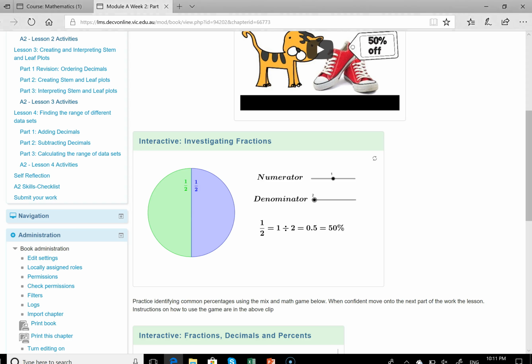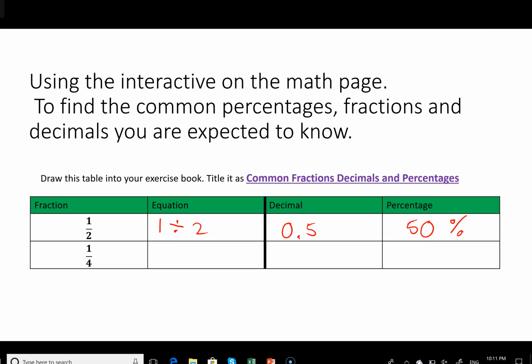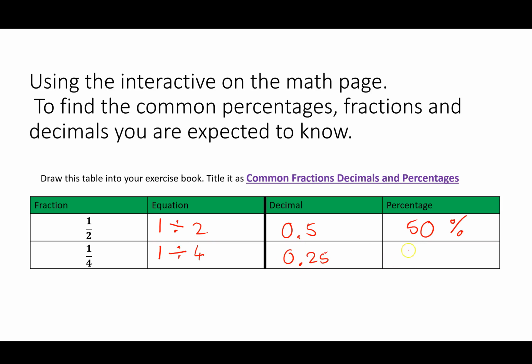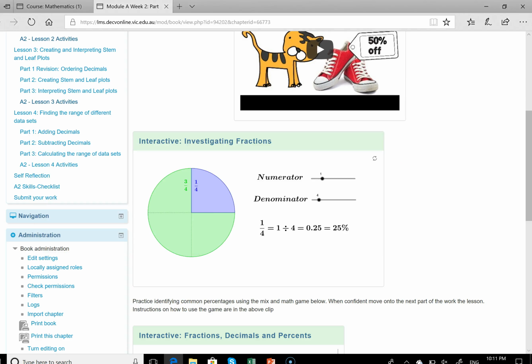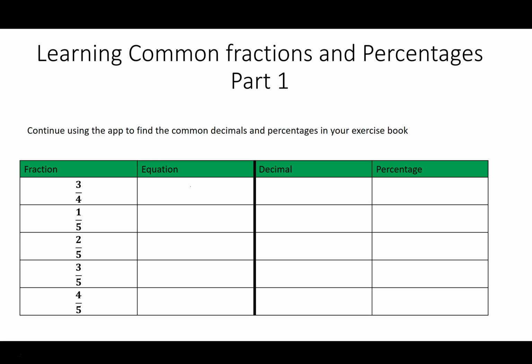All right, 1/4. Using the app again, we're going to change the denominator to 4. We'll write the equation as 1 divided by 4, a decimal 0.25, and percentage is 25%. And now we're going to complete the other parts of the table. And 0.75, and 75%. So 3 divided by 4. The decimal was 0.75, and the percentage was 75%.